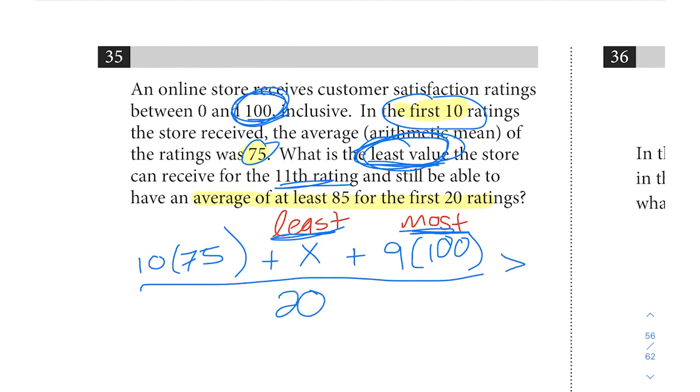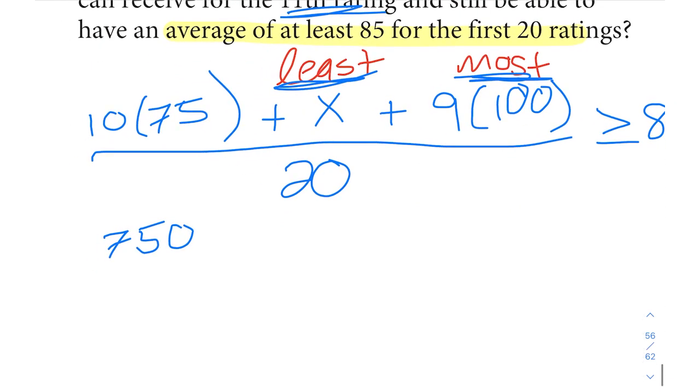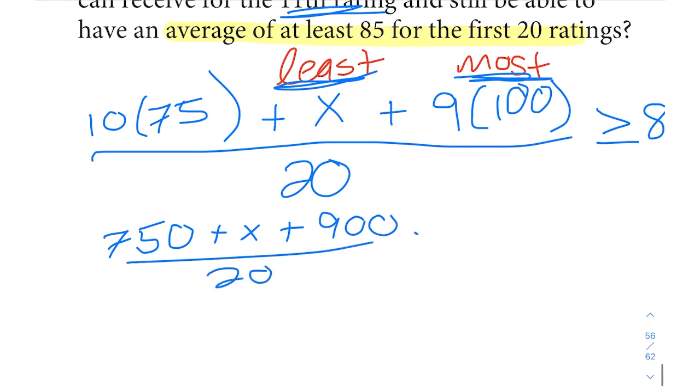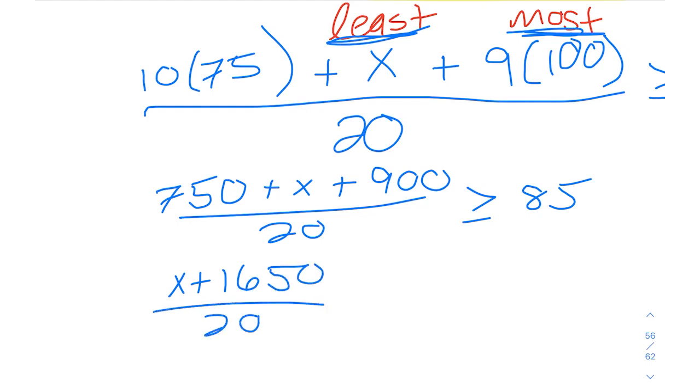And so here we're going to have 10 times 75 plus x, plus 9 times 100, divided by 20, and that average is supposed to come out to be at least 85, which means greater than or equal to 85. And now we can do a little math and a little simplification here. So that's going to be 75 times 10, which is 750, plus x plus 900, all over 20, greater than or equal to 85.